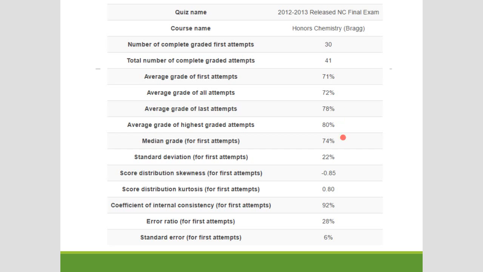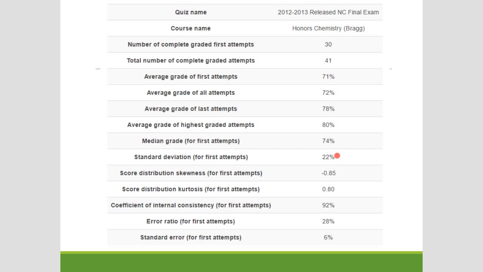The next kind of important statistic here along the way is the standard deviation. So standard deviation tells you how much spread is there in the data. If you think about a bell curve, a standard deviation on either side of the average is going to give you 63% of the scores.